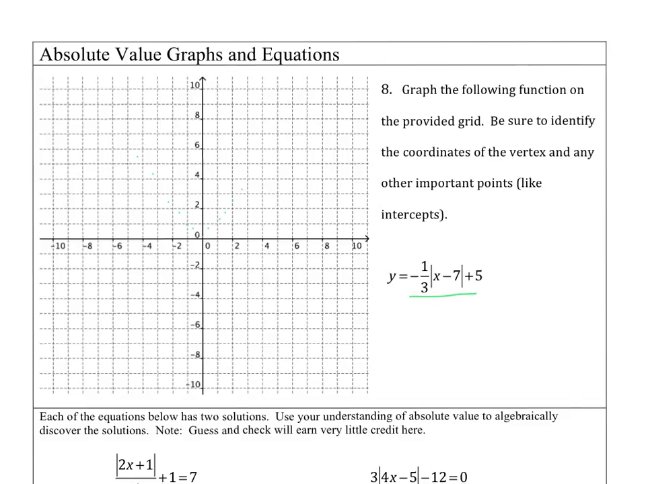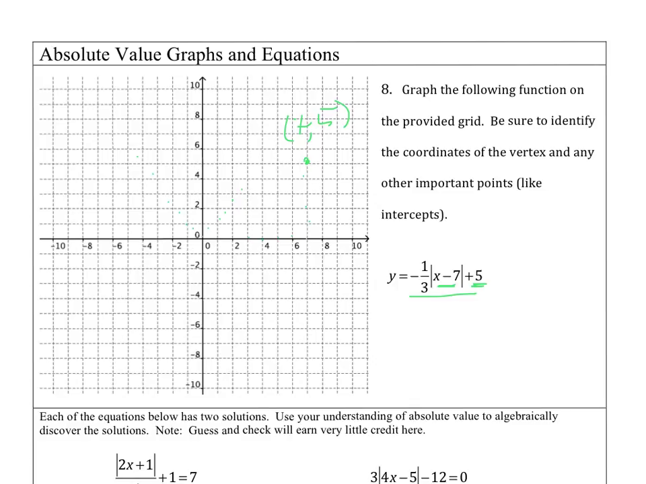The first thing we've got to know is that inside the parentheses, as we talked about this week, minus 7 means we're going to move 7 to the right. Outside, adding means we're going to go up 5. So 7 to the right and up 5. 1, 2, 3, 4, 5, 6, 7. Up 1, 2, 3, 4, 5. Here is my vertex at 7, 5.